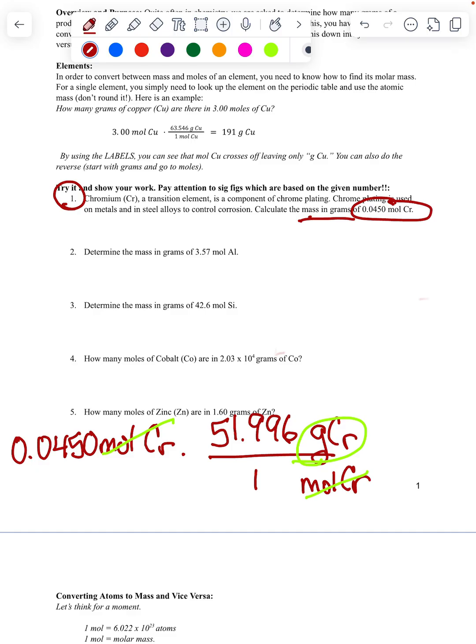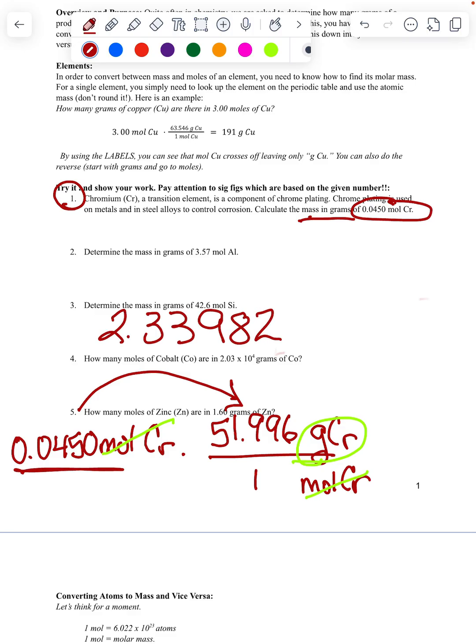So mathematically, you're going to take 0.0450, multiply it by 51.996, and just to slow down, I'll do this on my calculator. And you get, because I want to show you the whole number you get, 2.33982. Your number of sig figs are always going to go back to what you started with.